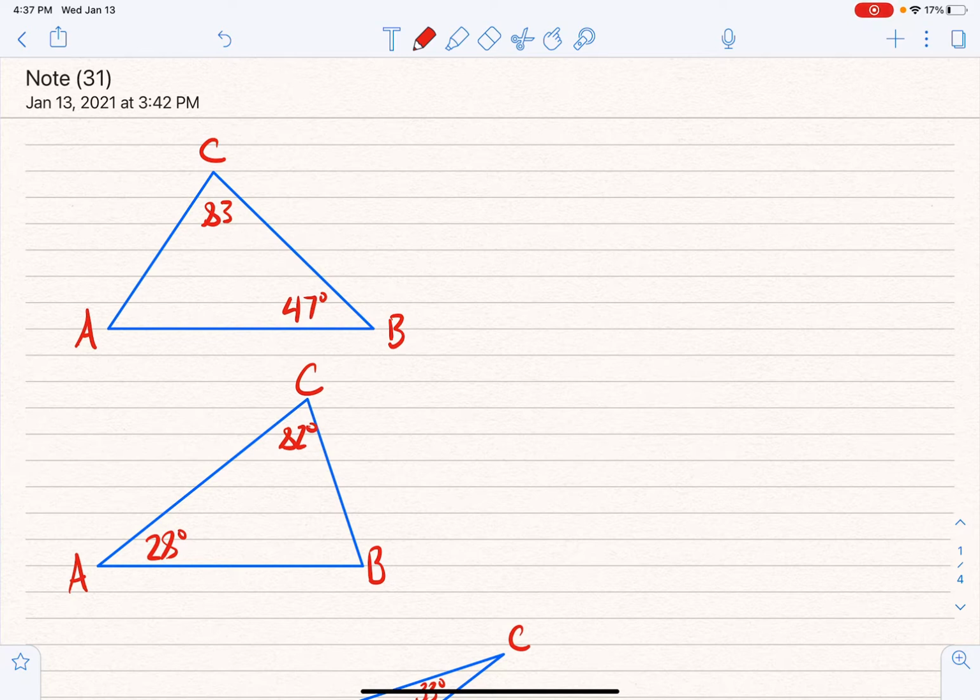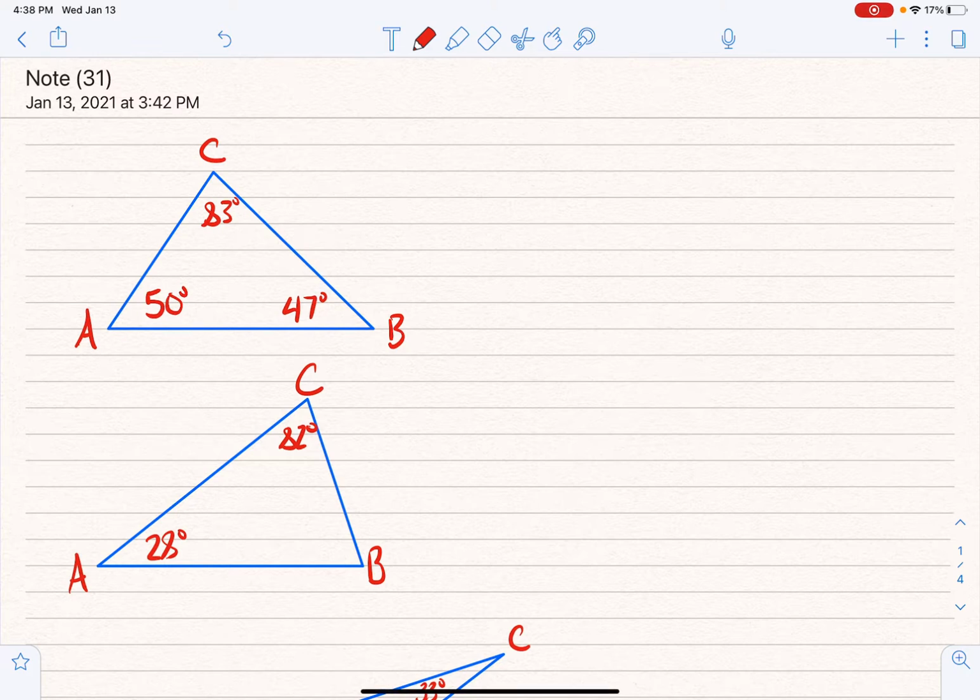The very first one, we've got this triangle, the triangle ACB, and we've got two angles. We've got an angle that's 83 degrees and 47 degrees, but we don't have the other one. So we've got to add these two to figure out the other one. 83 plus 47 gives me 130, which would leave 50 for this other angle.